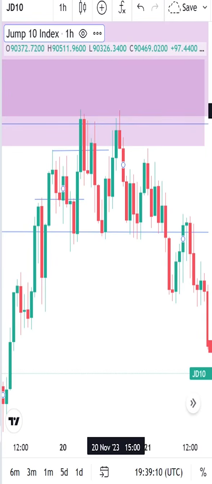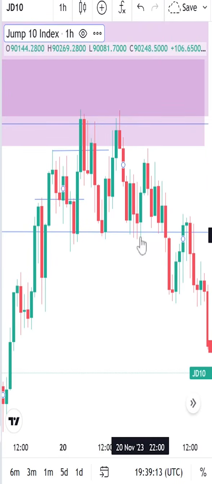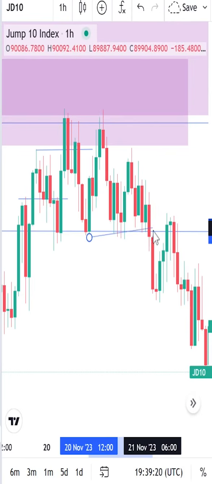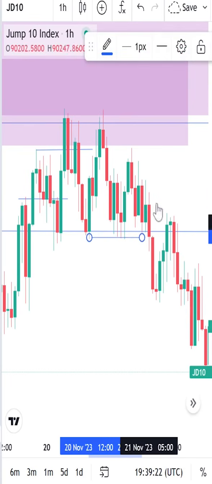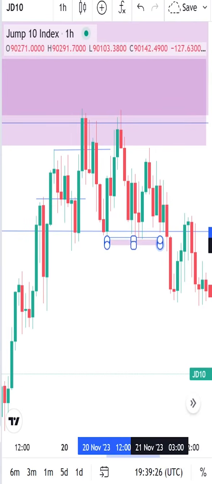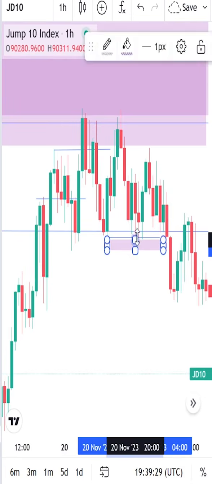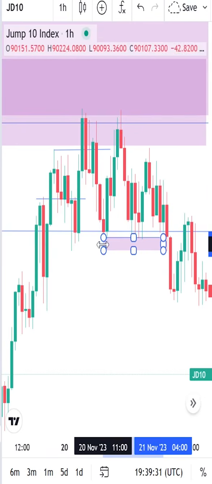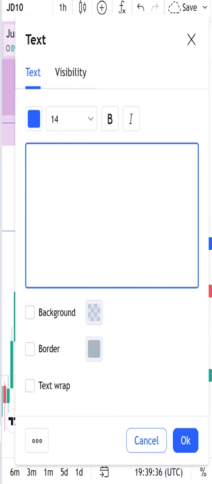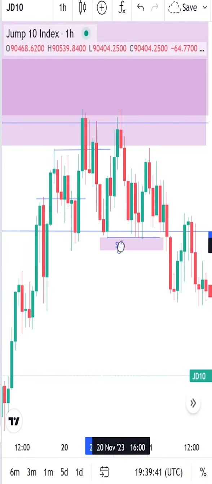So after that, it came back and did what? Made 2 equal lows right here. So these 2 equal lows are important. Why? They're important because they carry liquidity below them. They carry sell side liquidity below them. Let's write it. Sell side liquidity. So these 2 points carry sell side liquidity below there.